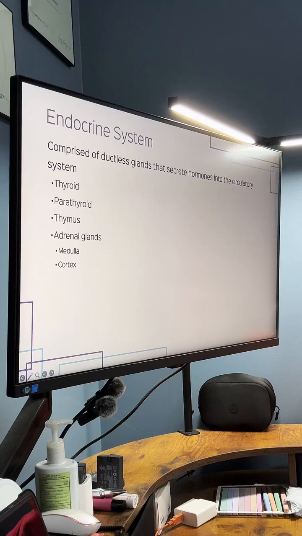Aldosterone is the primary mineral corticoid, and I said that word really weird. Mineral corticoid. I said coin.